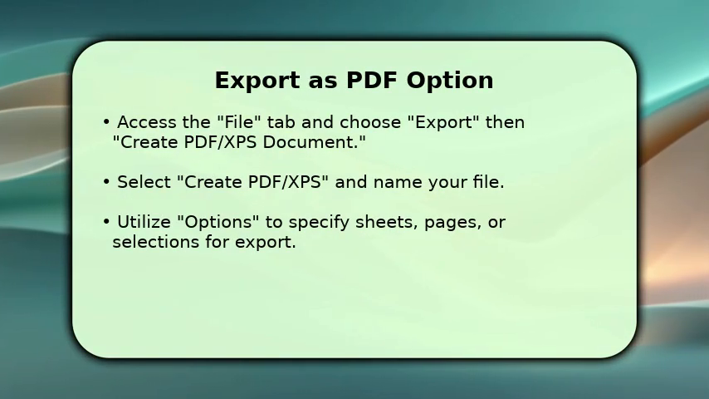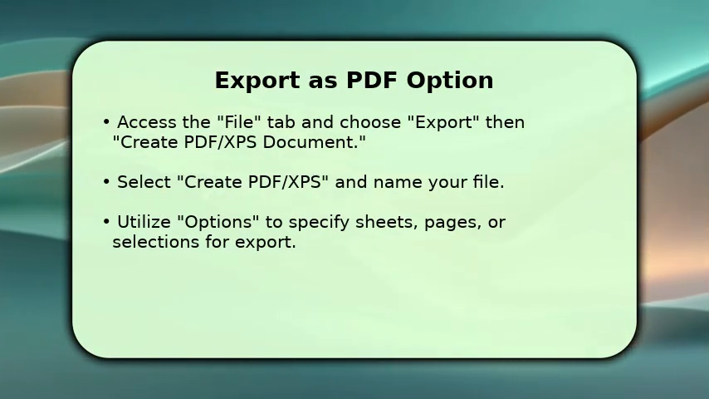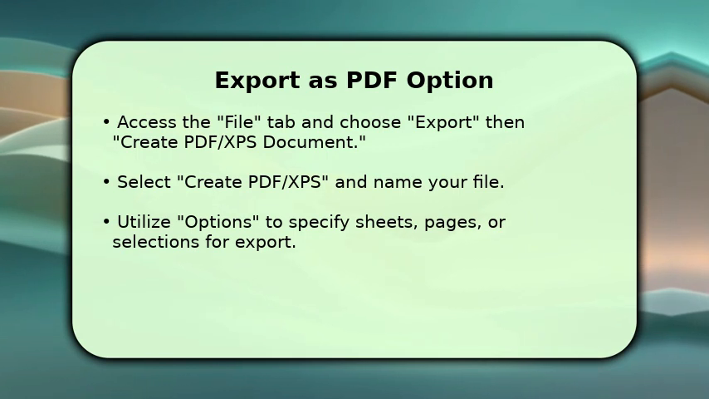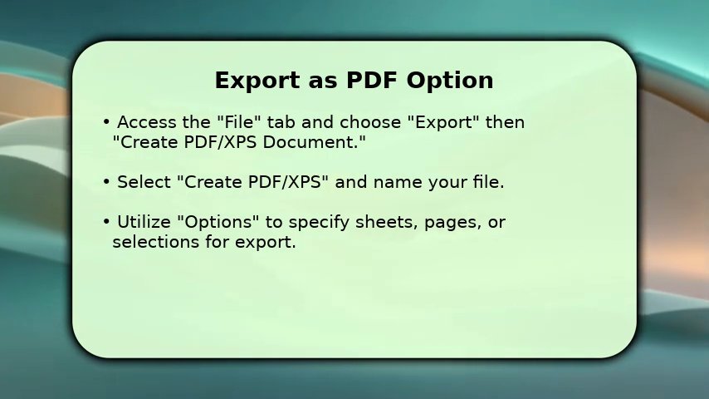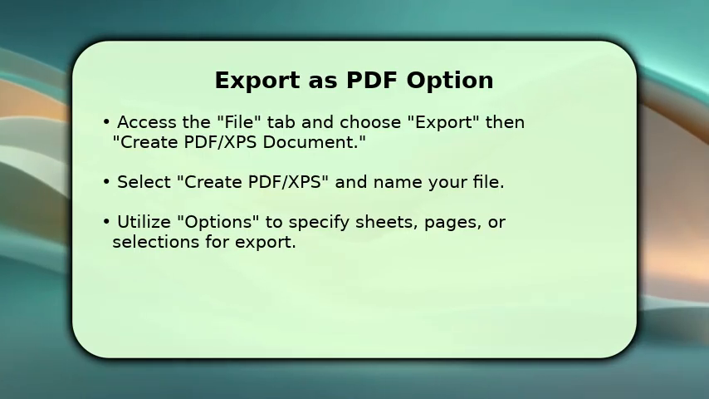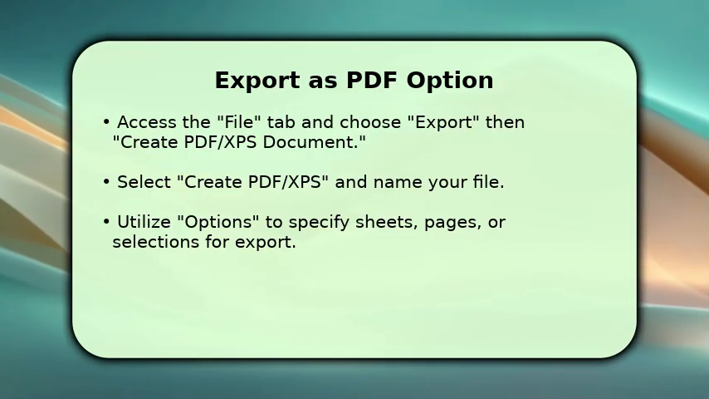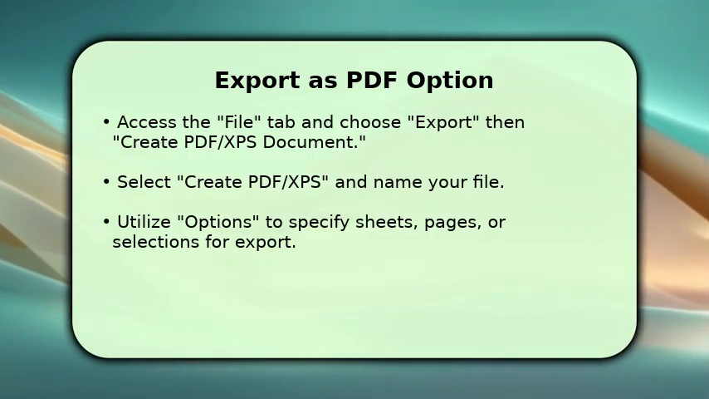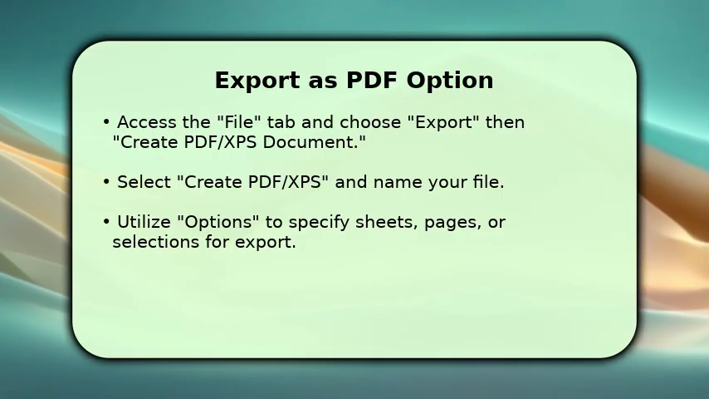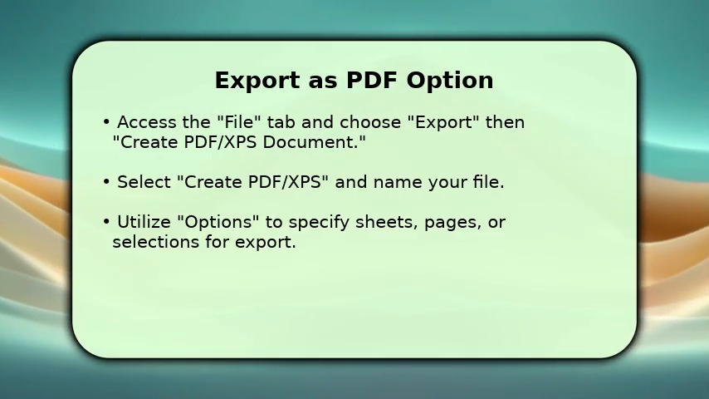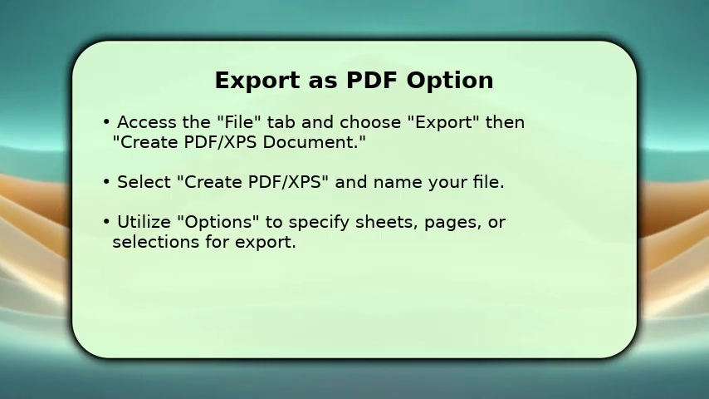Another excellent way to convert is by using the Export feature. Go to File, then Export, and select Create PDF/XPS document. Click Create PDF/XPS again. Before saving, click Options to define what you want to include, such as the entire workbook, specific sheets, or a selected range. This method is quick and efficient, especially when you need to convert multiple sheets into a single PDF document.